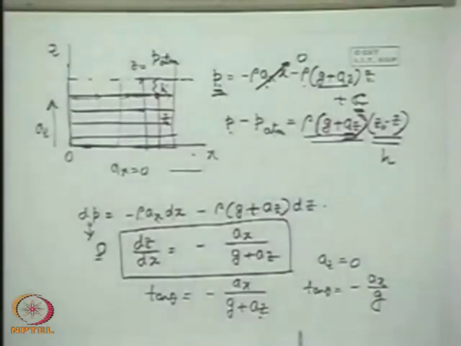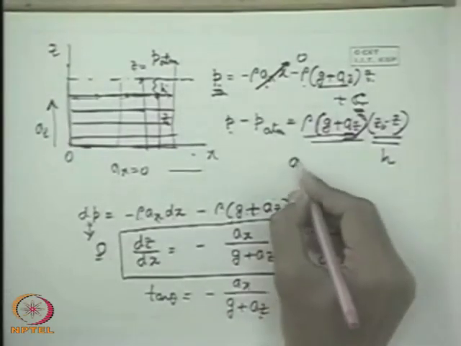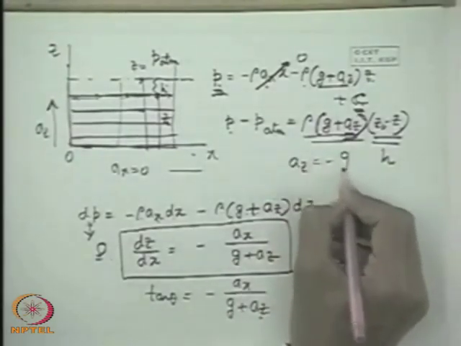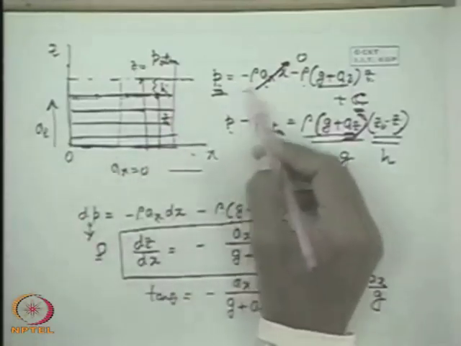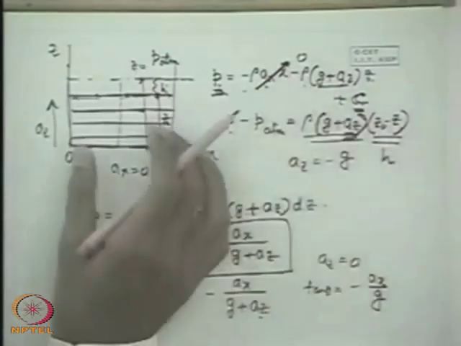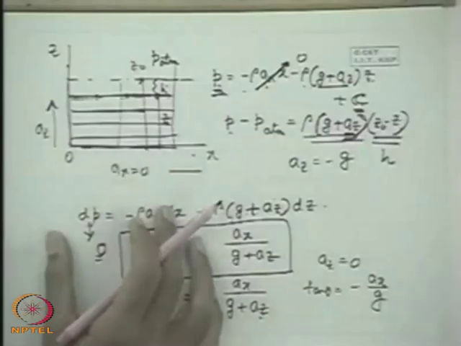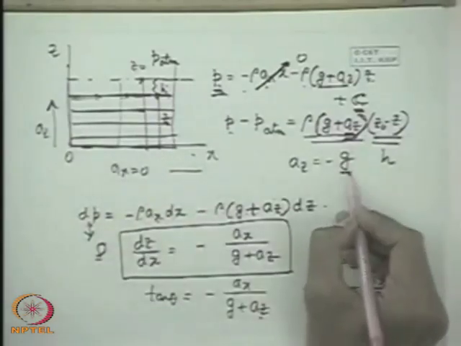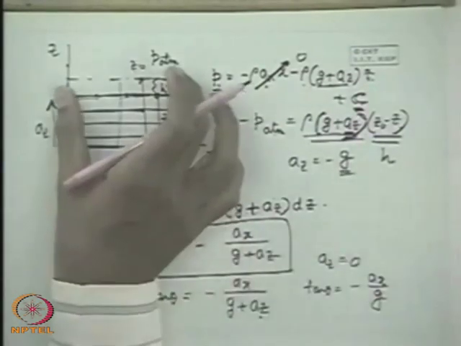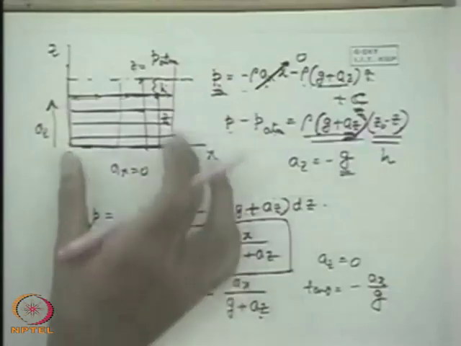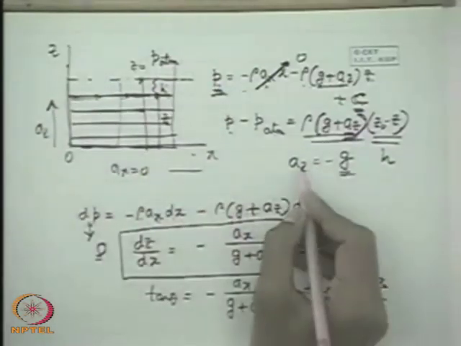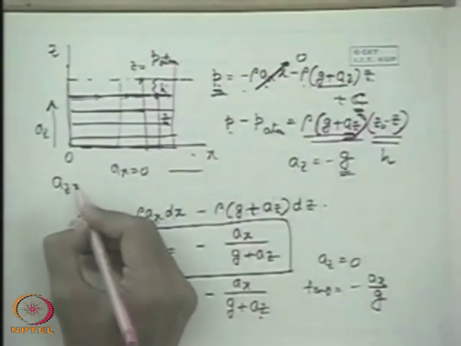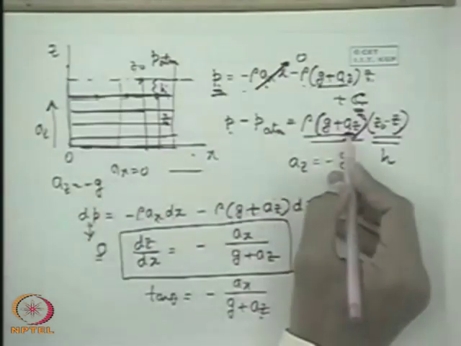Now another interesting result comes out if az is minus g. That means, forget about ax being 0, if a tank is accelerated downwards with an acceleration equal to acceleration due to gravity, that means if the tank is allowed to fall freely, in that case we can set az equal to minus g according to our mathematical nomenclature.